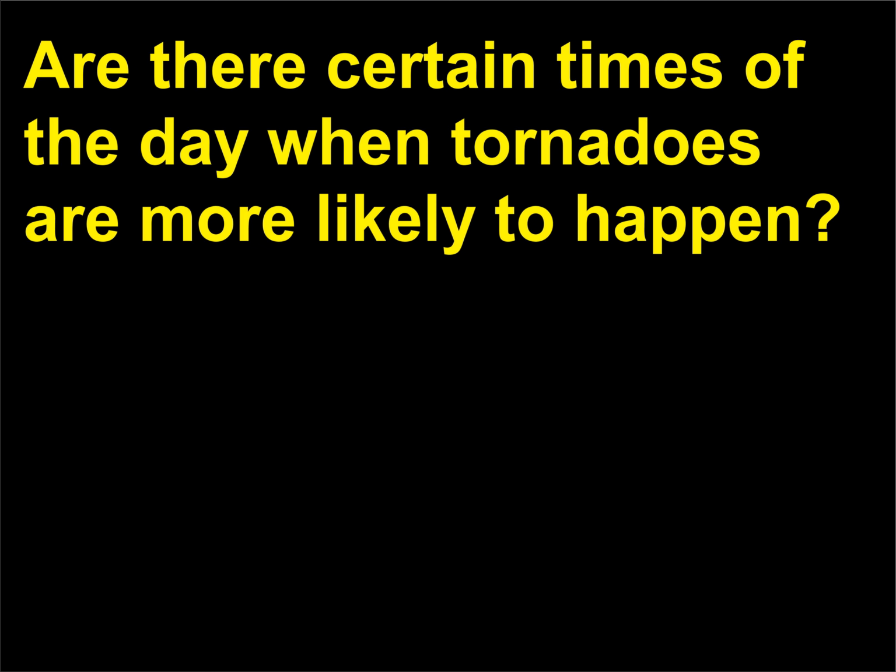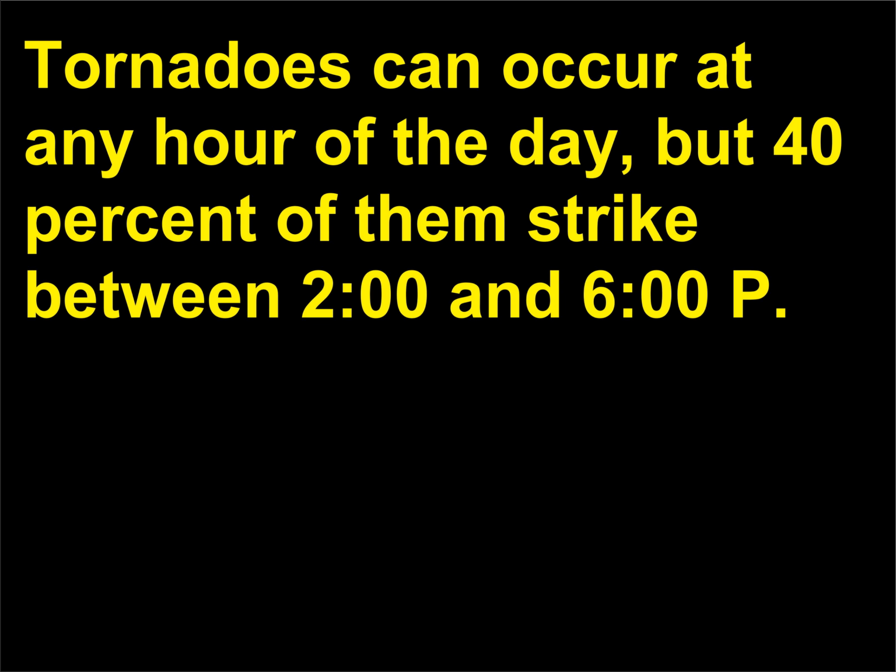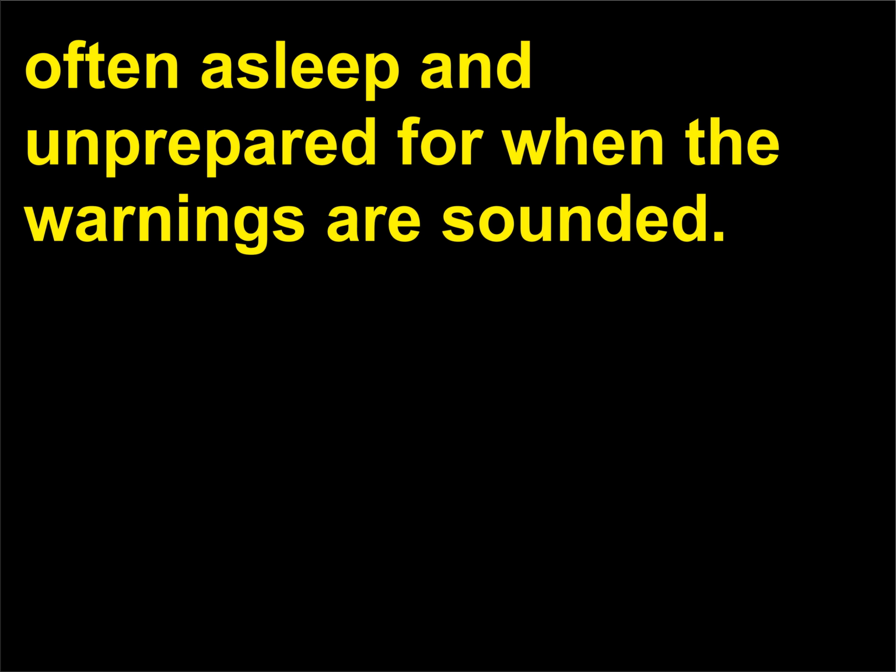Are there certain times of the day when tornadoes are more likely to happen? Tornadoes can occur at any hour of the day, but 40% of them strike between 2 o'clock and 6 o'clock p.m. The danger of a nighttime tornado is that people are often asleep and unprepared for when the warnings are sounded.